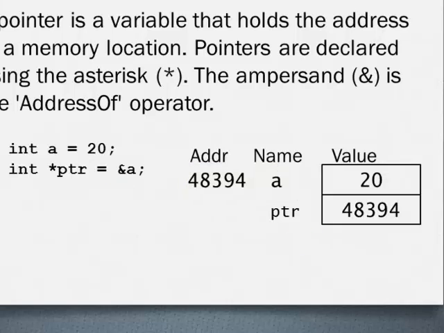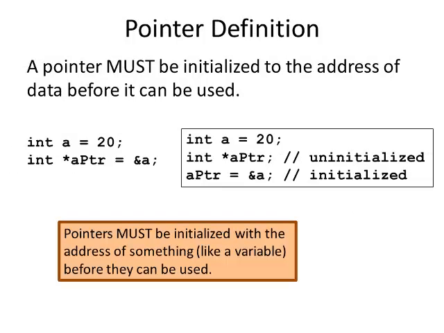The other thing to notice is that it says int star PTR. Well, the contents of PTR is a memory address, not an integer. The int star just means that I am pointing to an integer. A pointer must be initialized to the address of data before it can be used. I can set the address at the same time I am declaring the pointer. For example, I could say int star A PTR equals ampersand A, or I could do it in 2 steps and say int star A PTR, and then A PTR equals the address of A.